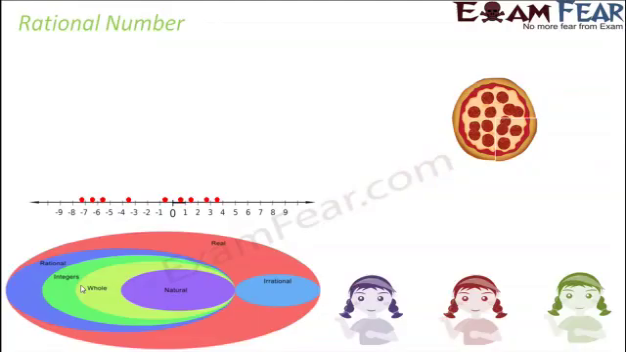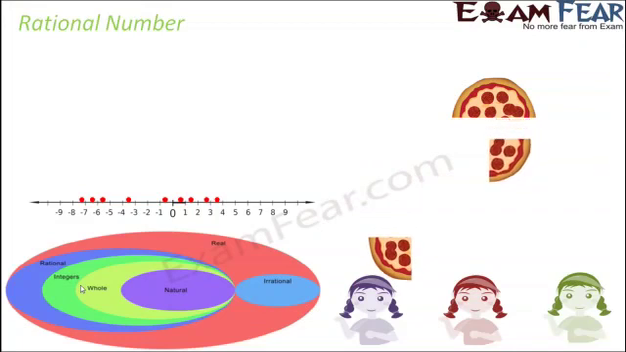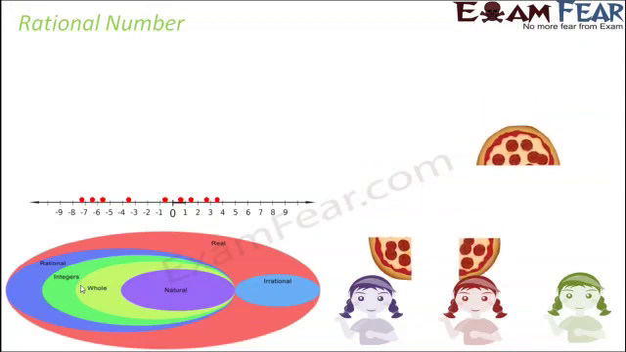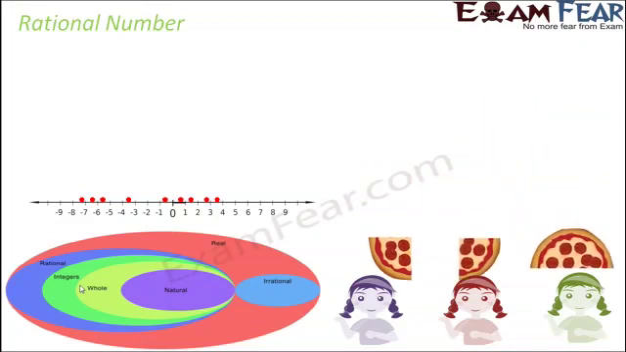The next came the concept of rational numbers. Let's understand why rational numbers are required. Let's assume that you have one pizza and this pizza is divided among 3 people: 1, 2 and 3. Now tell me how much share each person got.